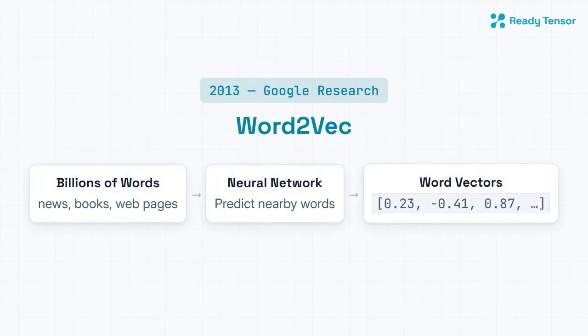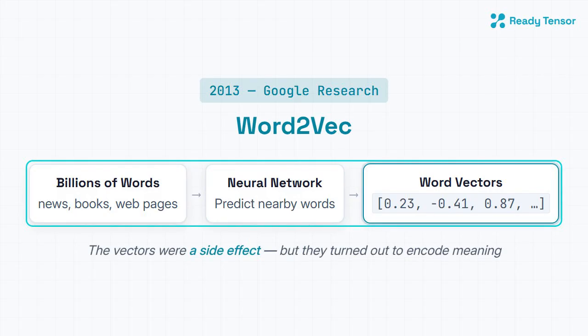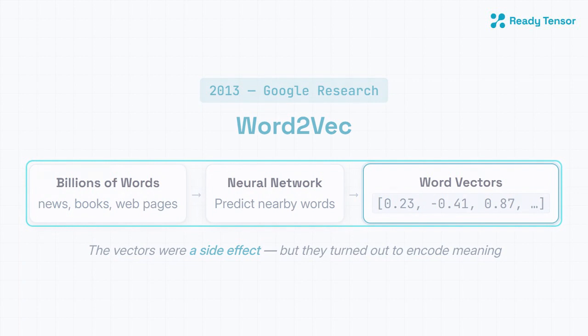In 2013, a team at Google built a model they called word2vec, as in word to vector. The idea was simple. Take a neural network, feed it billions of words, and train it on one task. Predict which words appear near other words. The vectors the network learned along the way? Just a side effect of that training. But when the researchers examined those vectors, what they found stunned the AI community.